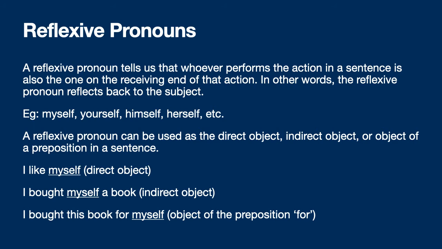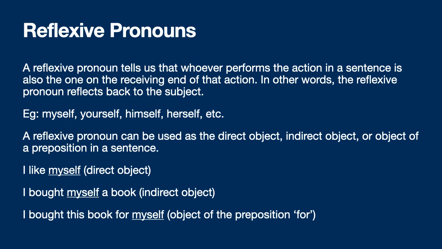Second sentence, I bought myself a book. I didn't buy myself. I bought a book, but I bought myself a book. That book is intended for myself. So here the reflexive pronoun myself is used as the indirect object of the verb buy. Here the direct object is a book. The indirect object is myself.